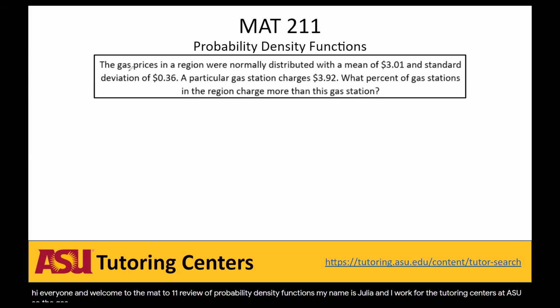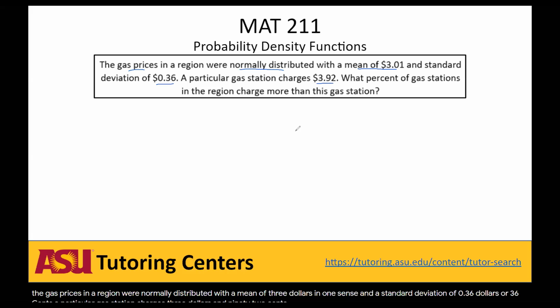So, the gas prices in a region were normally distributed with a mean of $3.01 and a standard deviation of $0.36, or 36 cents. A particular gas station charges $3.92. What percent of gas stations in the region charge more than this gas station?